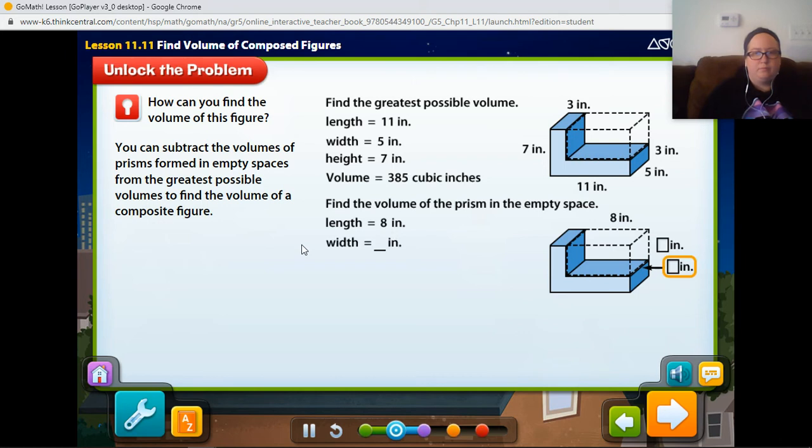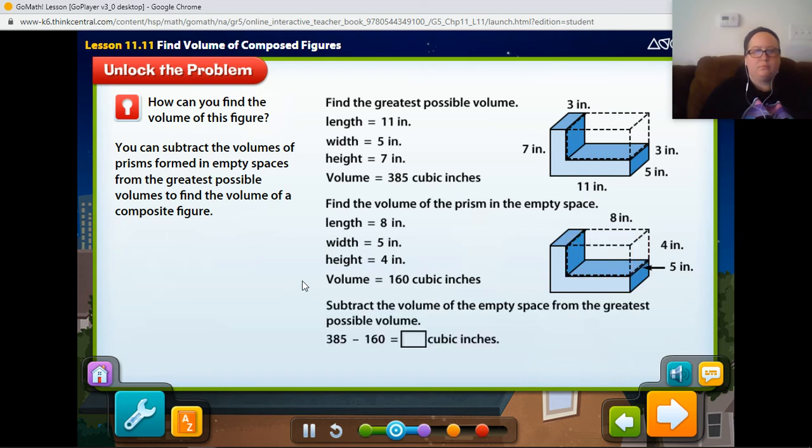Now, find the width of the empty space. It's 5 inches. What's the height of the empty space? 7 minus 3 equals 4. So the height is 4 inches. Now that you know the length, width, and height of the empty space, what's the volume of the empty space? It's 160 cubic inches. Finally, subtract the volume of the empty space from the greatest possible volume.